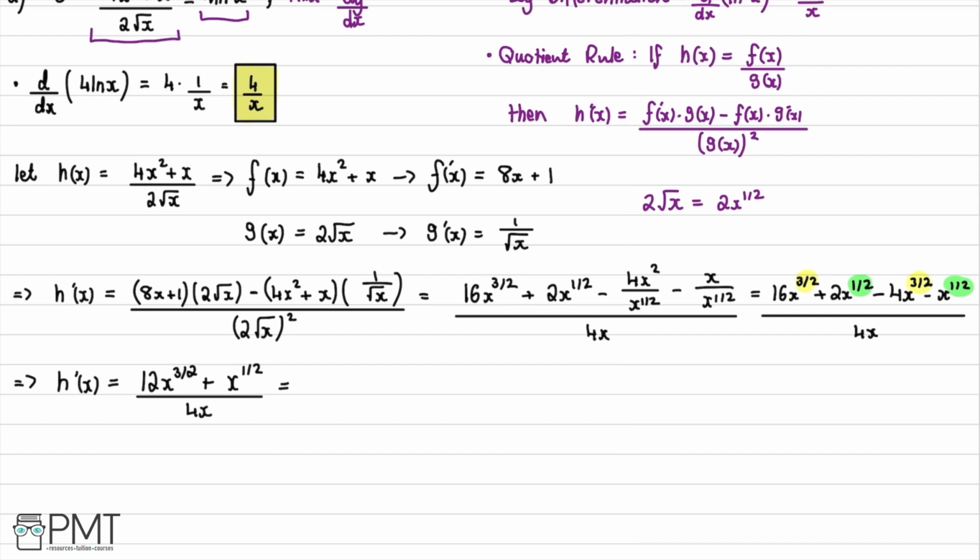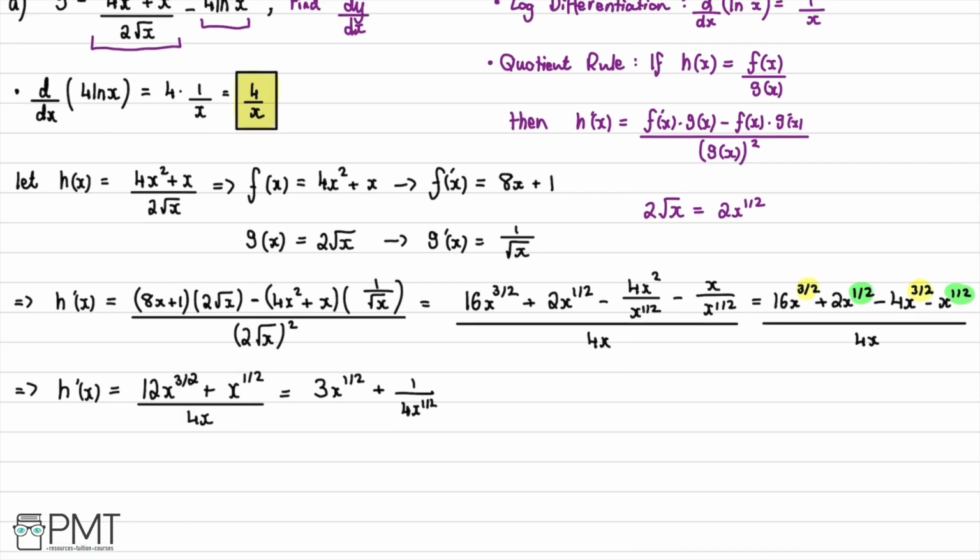So then our next step is to divide each individual numerator term by 4x, and this is going to leave us with, so 12 divided by 4, that's going to be 3, then we're going to have x to the power of 3 over 2 divided by x, so that's going to be 3 over 2 minus 1, which is going to be a half, and then similarly for the second part, it is going to leave us with 1 over 4 x to the power of a half.